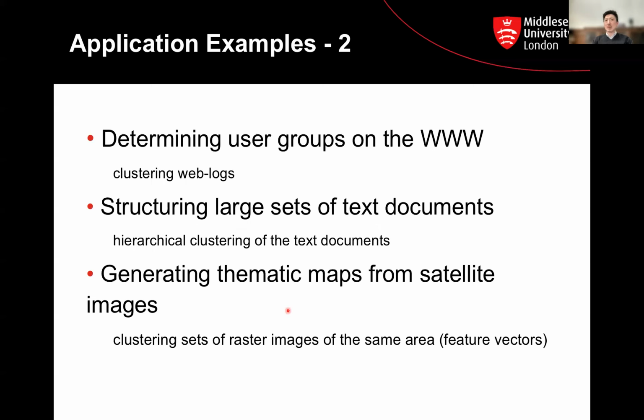Okay, and these are some other examples when you would use clustering. So determine user groups on the web. This is based on, say, what pages users look at or what websites they visit as information to group these users. And again, it might be useful for targeting or for other types of purposes.